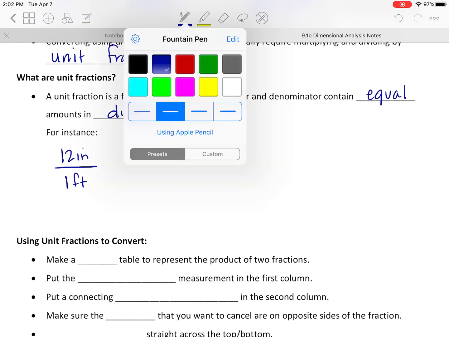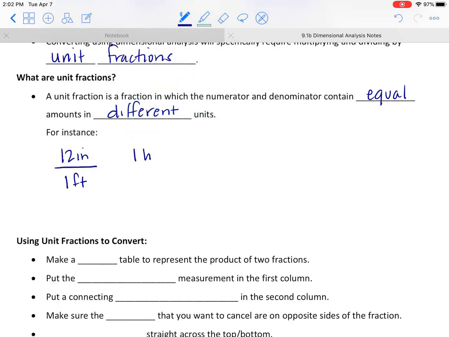And it could be the other way. I could have said that there's 1 foot and 12 inches that are the same. It doesn't really matter. I just chose it that way. Okay, so that's an example of a unit fraction. Again, that's one that I'm hoping that you know. Or something like 1 hour is the same thing as 60 minutes, right? Those are equal amounts of time. They're just in different units. Or maybe like 4 cups is equal to 1 quart. Equal amounts, different units.